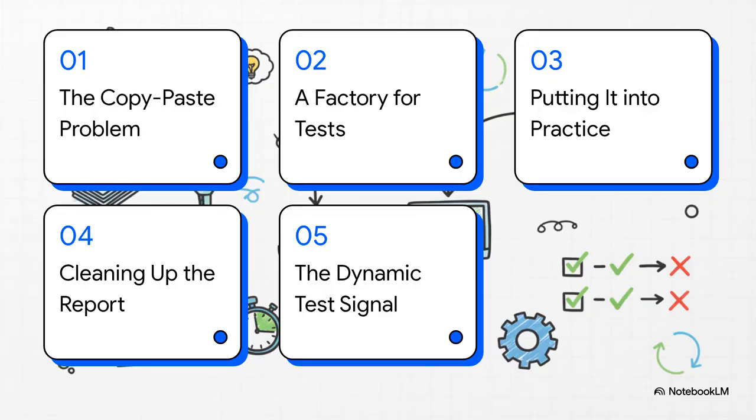Okay, so here's our game plan. First, we're going to talk about a whole new way of thinking, treating our tests like a factory. Then, we'll get our hands dirty and apply that thinking to a real-world problem. After that, we'll see how to keep our test reports nice and clean, and finally, we'll nail down the one big signal that tells you exactly when you should be using this stuff.